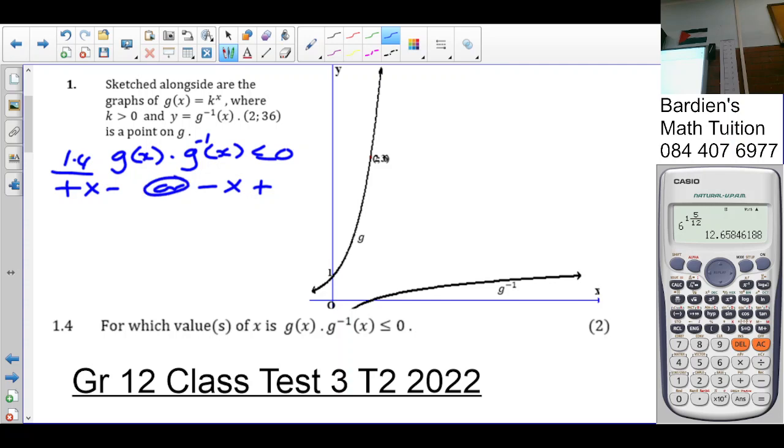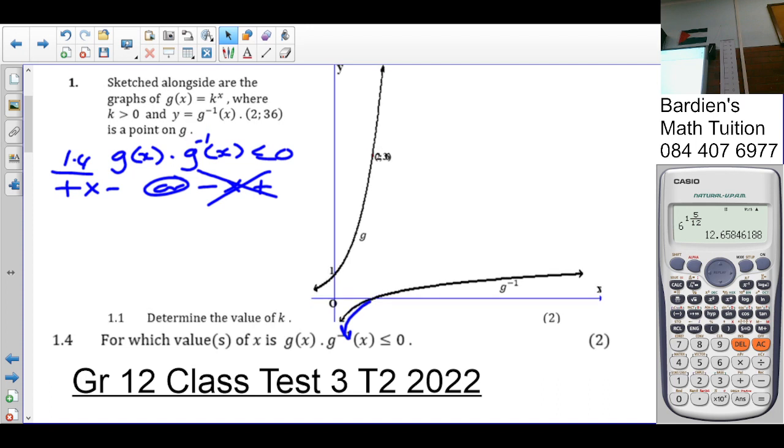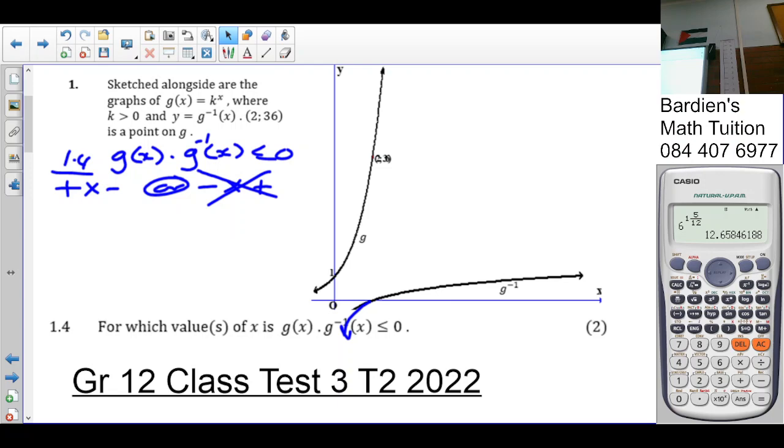So, taking that into account, what do we know about g of x? G of x is always positive. Can you see that? So that one doesn't feature, because g of x is never negative. Can you see that? So where is the inverse function g negative? It's only negative from here onwards, from that value onwards. Okay, so in other words, it is from 0 till this value here.